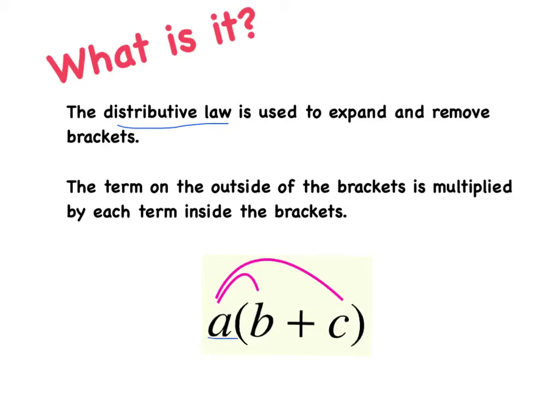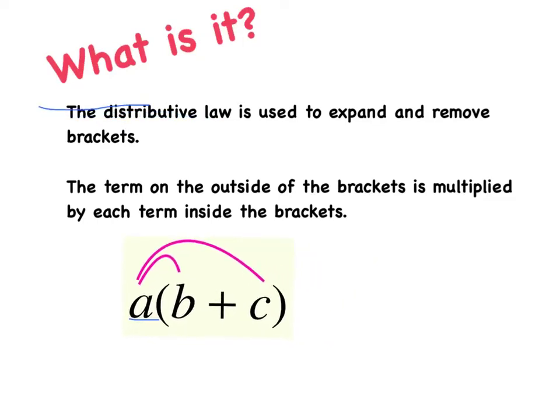So I've got my A here. In order to expand this, what I must do is multiply that A by B, as these pink lines indicate, and multiply this A by C. So A multiplied by B is AB, and then I add A multiplied by C is AC.